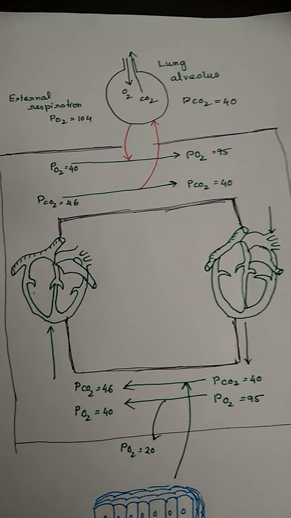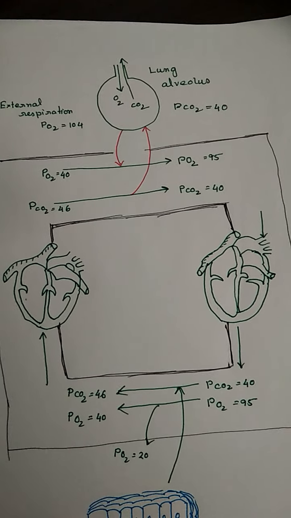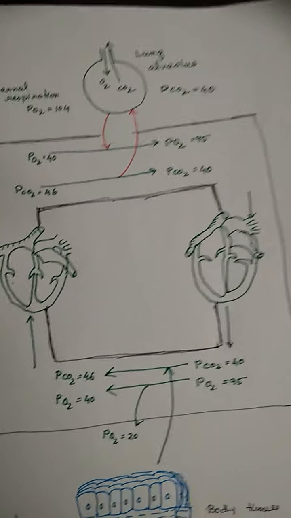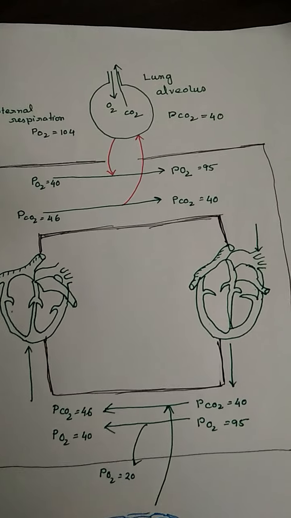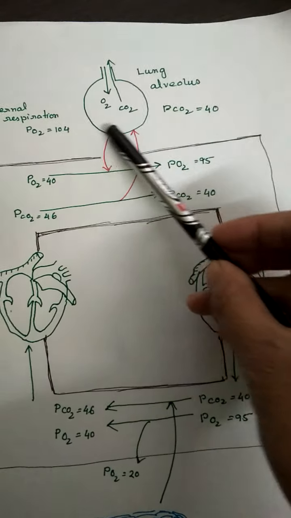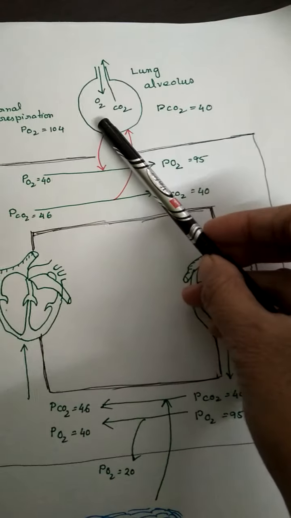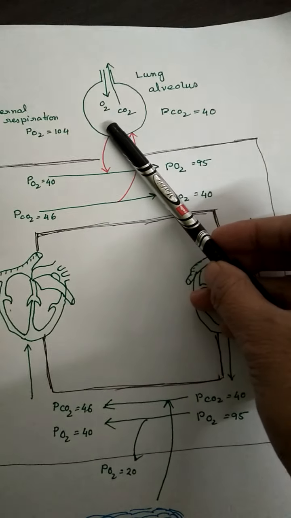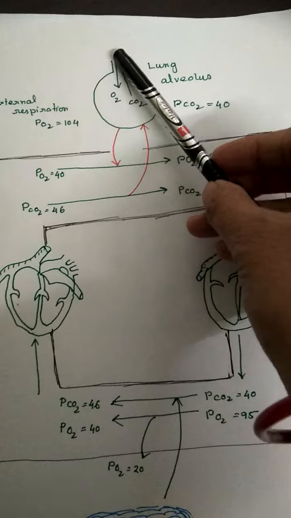Today I will discuss the exchange of gases. With the help of this diagram, I will describe how gases are exchanged. This is pulmonary gas exchange. This part is the lungs. Oxygen enters the lungs, and carbon dioxide is expelled out.